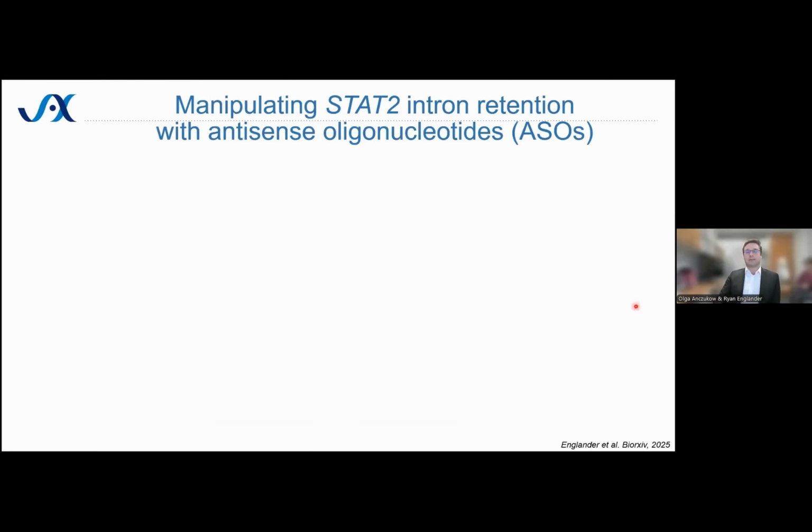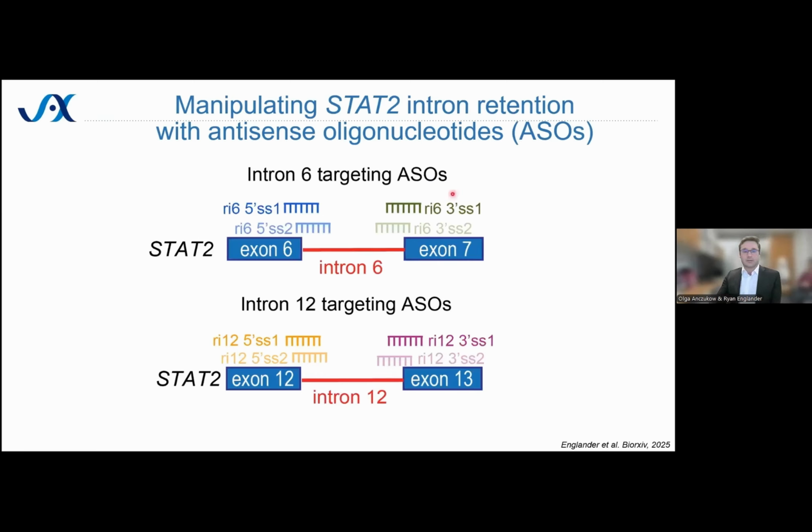And so to try to get a sense of whether or not these intron retention events could actually regulate interferon signaling in lung adenocarcinoma, we turned to a technology called antisense oligonucleotides, which Olga had alluded to earlier, to allow us to try to manipulate these events and study the impact of manipulating STAT2 intron retention on downstream interferon responses. And so antisense oligonucleotides are, as the name suggests, short oligonucleotides that are designed to bind specific target sequences in pre-mRNA. And they're chemically modified such that they do not induce transcript degradation when they bind those target sites. So they're in that sense, chemically inert.